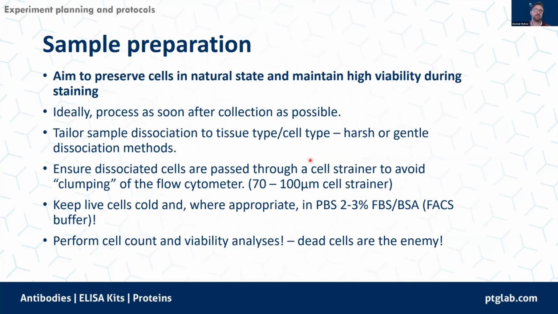And really important is to always perform a cell count prior to staining, just to understand how many dead cells you might have in your sample. Dead cells really, really are the enemy. And ideally, we want to try and work with a sample which has about 80% plus viability. 80 to 90% is typically what we want to aim for if we can.